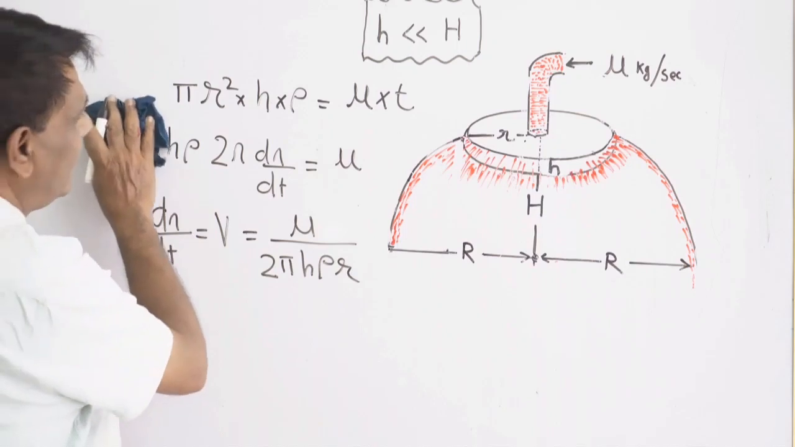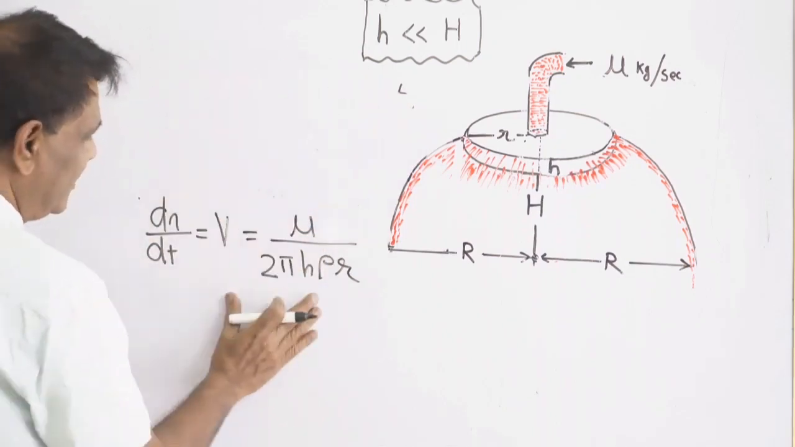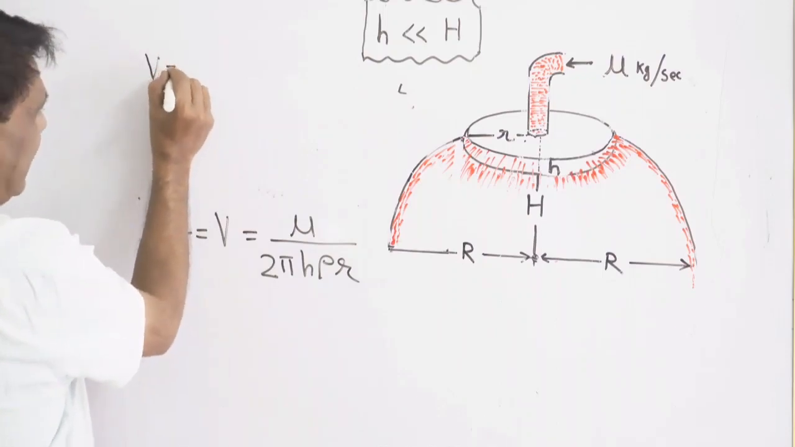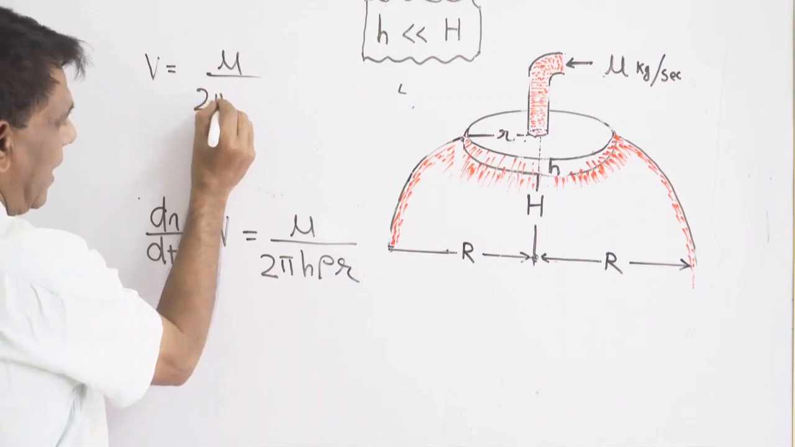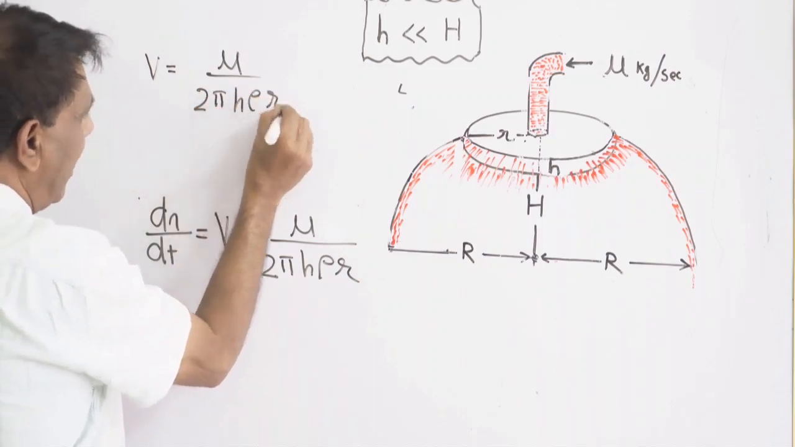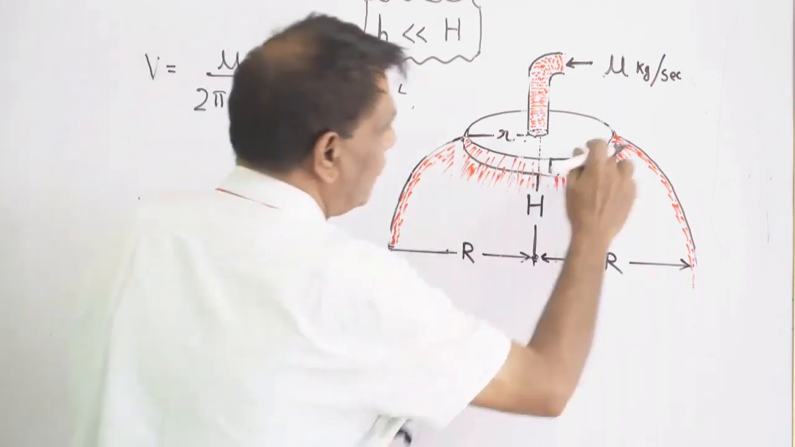Okay, let me erase this. Neat and clean, you like a clean thing. Got it? So this is the velocity given. I'll write it here, it will be useful for you: mu over 2 pi h rho r. This is the velocity of water coming out from here.